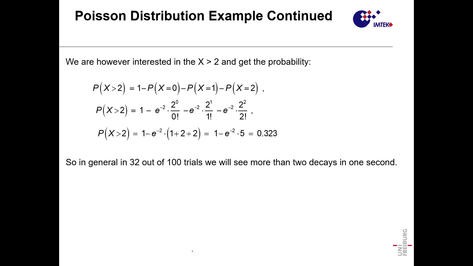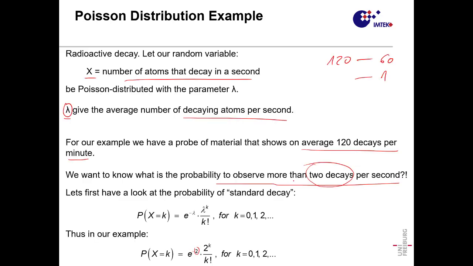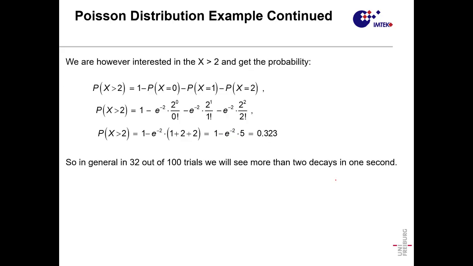So we are interested in the probability of observing more than 2 decays, and as usual, we can use the complement: one minus the probability of observing 2 or fewer decays. And that would be the probability of observing 0 decays, 1 decay, or exactly 2 decays, right? And then basically our lambda is 2 always. So there will be 2 to the 0, 2 to the 1, and 2 to the 2, and then 0 factorial, 1 factorial, 2 factorial.